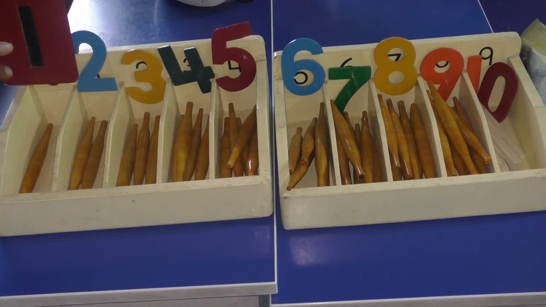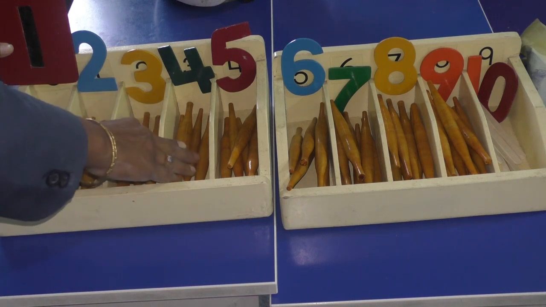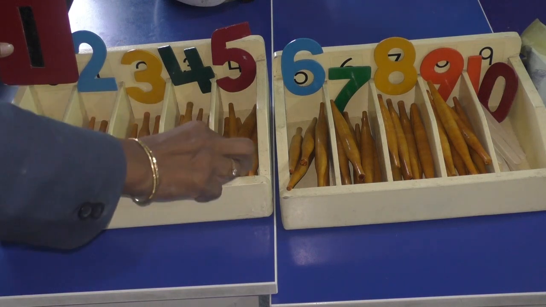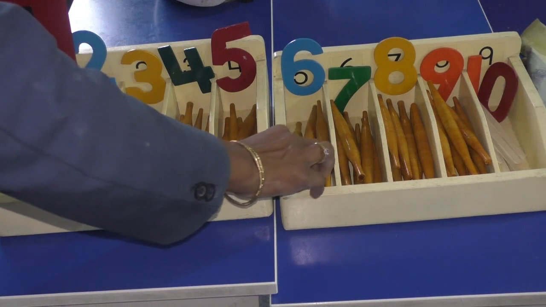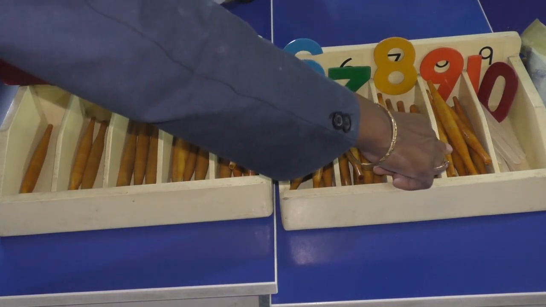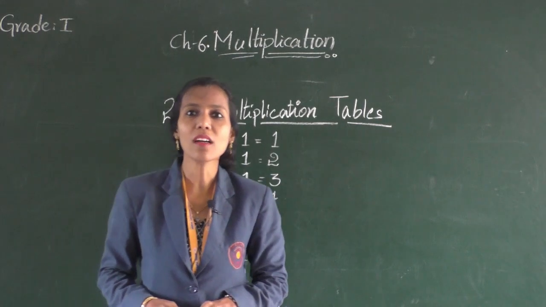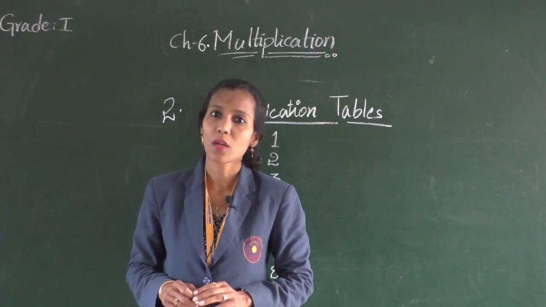So, 1 time 1 is 1, 1 2 time is 2, 1 3 time 3, 1 4 time 4, 1 5 time 5, 1 6 time 6, 1 7 time 7, 1 8 time 8, 1 9 time 9 and 1 10 time is 10. So just now we saw table of 1.